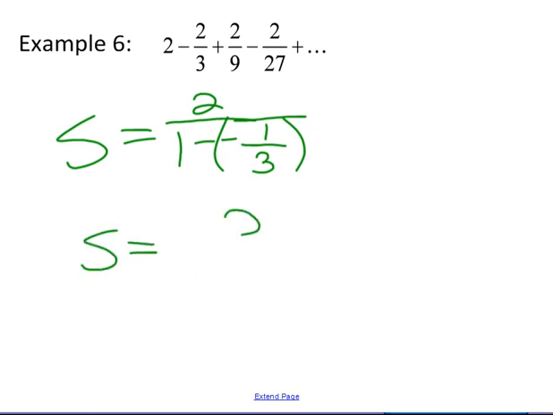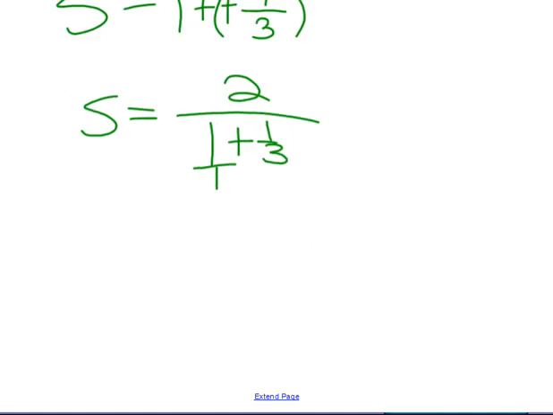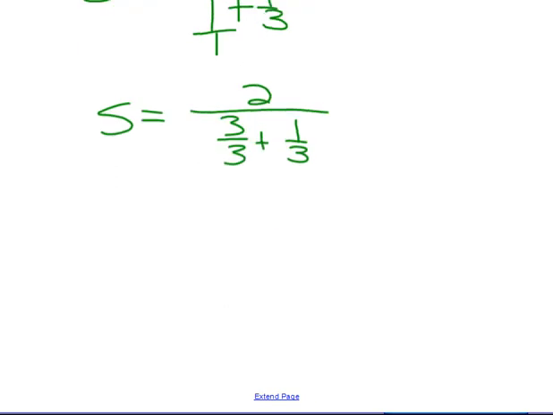All right, now let's simplify. If I'm subtracting a negative, that's adding a positive, so I have 1 plus 1/3. I need to make this a fraction, and I need a common denominator, which is 3. So I'm going to multiply top and bottom by 3. I get 3 over 3 plus 1/3. Denominators are the same. Add the numerators. Now I have 4 over 3.